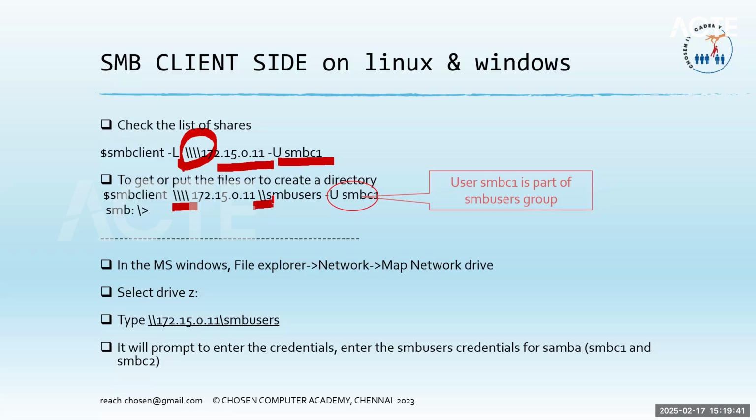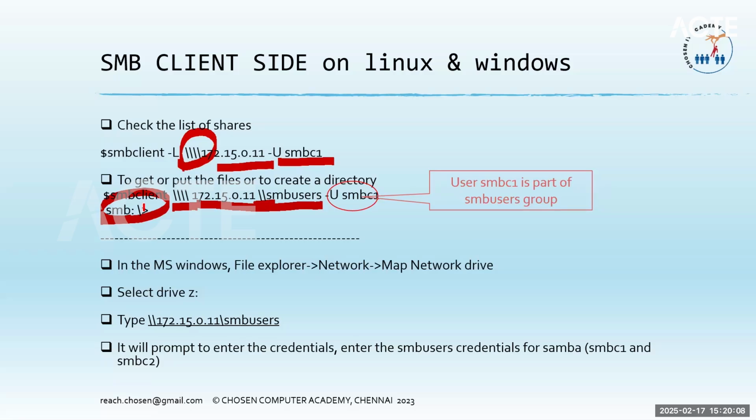And here, smbusers is the directive that we have given in the configuration file. To get into the shared directory, we will have to give smbclient, 4 backslashes, the server, and /smbusers. Now we'll have a new prompt, which is smb: \>.